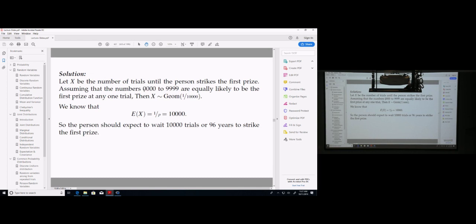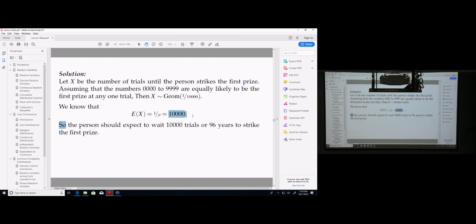If you haven't bought 4D, these are the numbers that you can buy, from 4 zeros to 4 nines. Any of these numbers are equally likely to be drawn. Because they run from 0 to 9999, you have 10,000 of them. So the probability of having it in the first prize is 1 in 10,000, so you have to play 10,000 times.